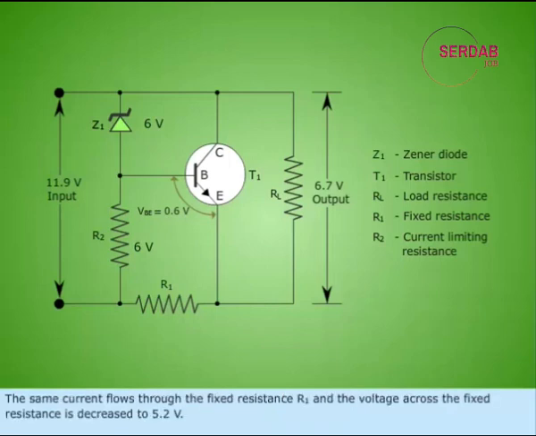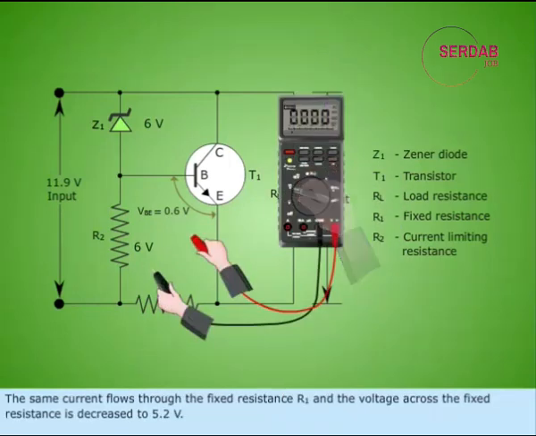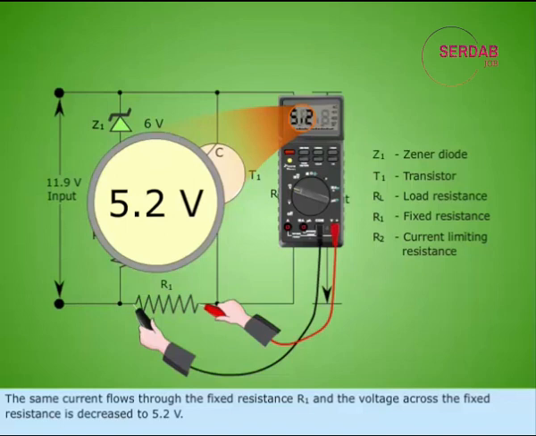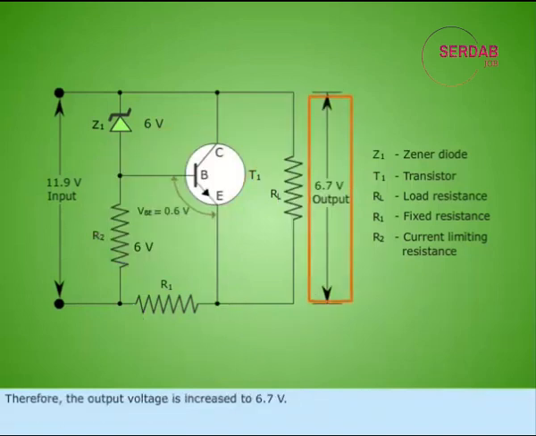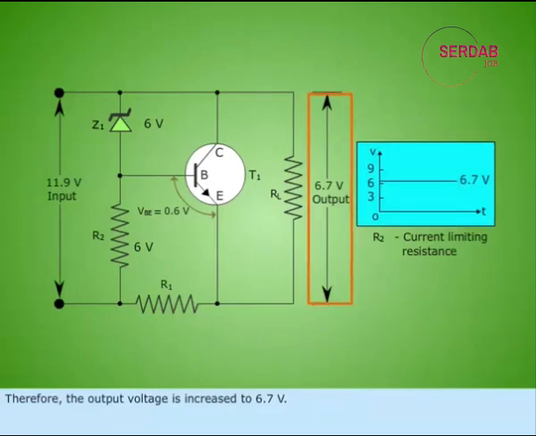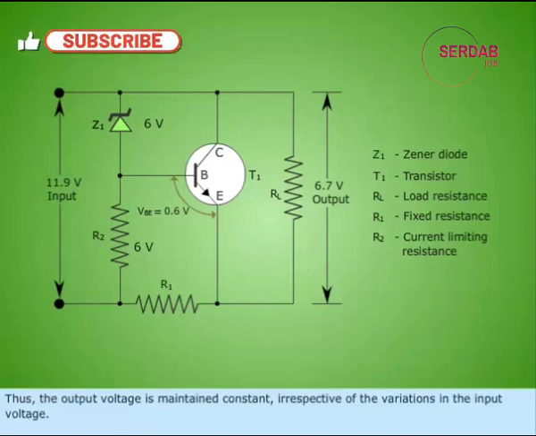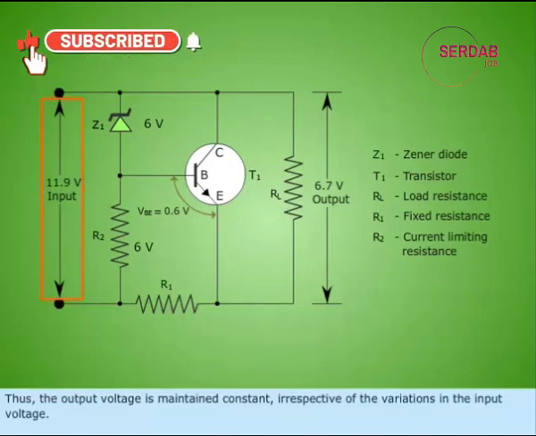The same current flows through the fixed resistance R sub 1, and the voltage across the fixed resistance is decreased to 5.2 volts. Therefore, the output voltage is increased to 6.7 volts. Thus, the output voltage is maintained constant irrespective of the variations in the input voltage.